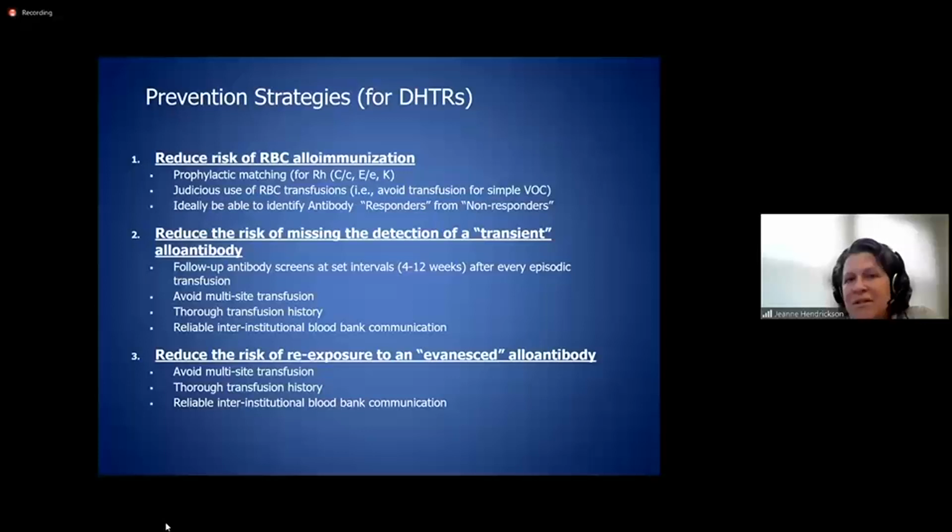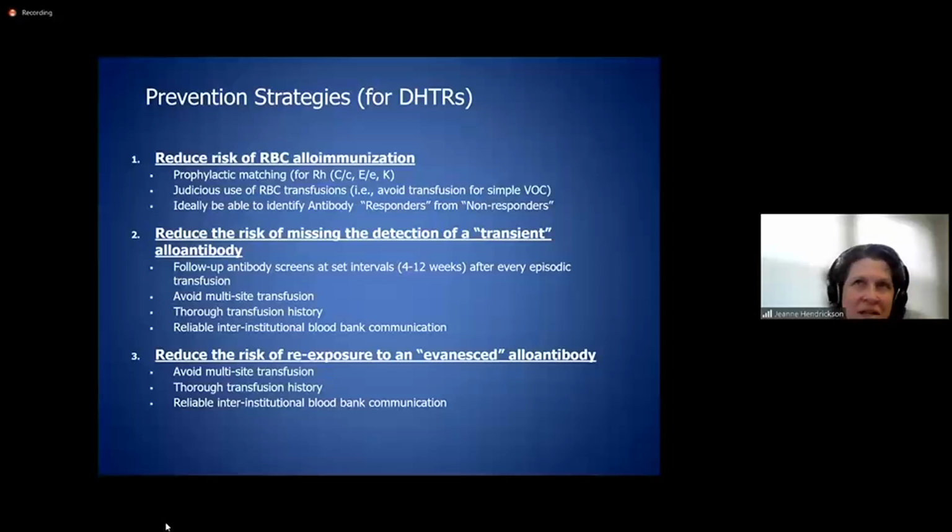Judicious use of red cell transfusions is potentially the most important thing any clinician can do. So don't transfuse if the individual doesn't need a transfusion. So if a patient's hemoglobin is 6 and they're about to be discharged from the hospital and their baseline is 7 and they have no hypoxia, they don't have acute chest syndrome, don't transfuse them. And then ideally, we would be able to identify a priori which individuals are more likely to make antibodies. So we would call those responders from non-responders really upfront, but we do not yet have an assay to identify those patients.